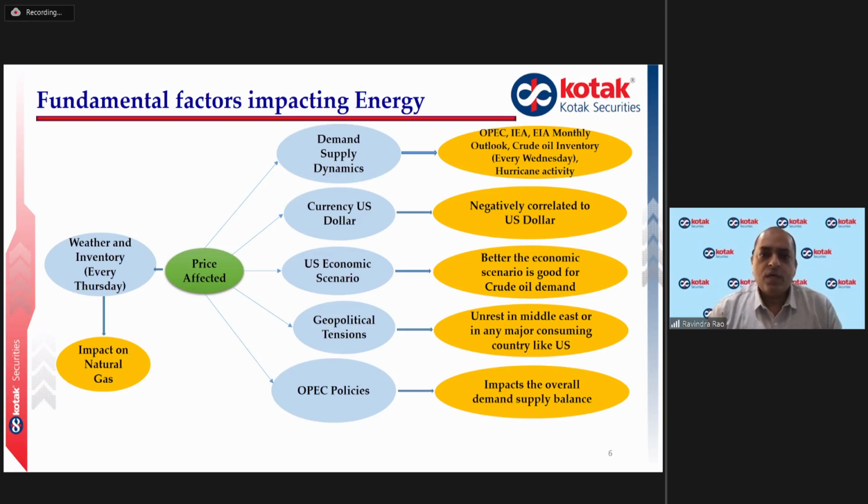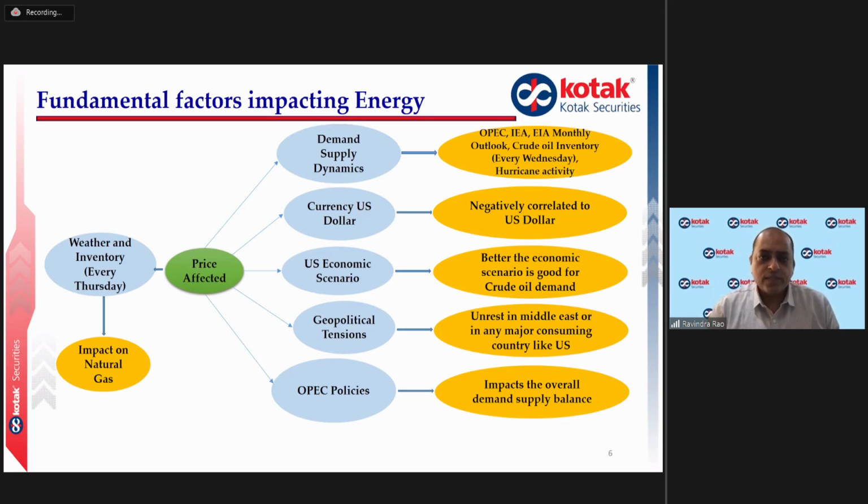OPEC policies. OPEC is the oil cartel which conducts regular meetings, and if there is any imbalance in the demand and supply, they take proper measures so that the prices stay in balance. And that's why OPEC policies are very, very important while you trade energy markets. You have to keep a close eye on the OPEC policies. This was specific to crude oil.